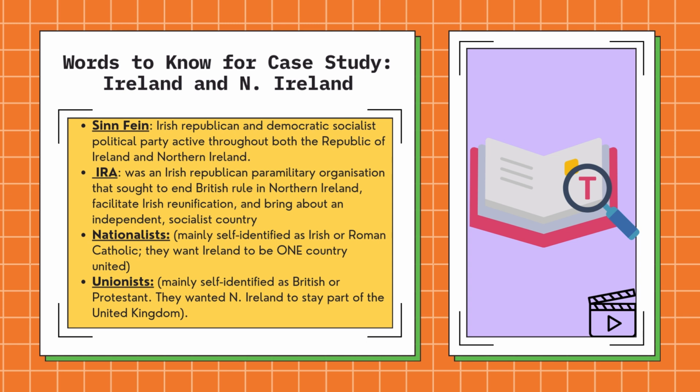Nationalists are mainly self identified as Irish or Roman Catholic. They want Ireland to be one country. And then Unionists, mainly self identified as British or Protestant, they want Northern Ireland to stay a part of the United Kingdom.